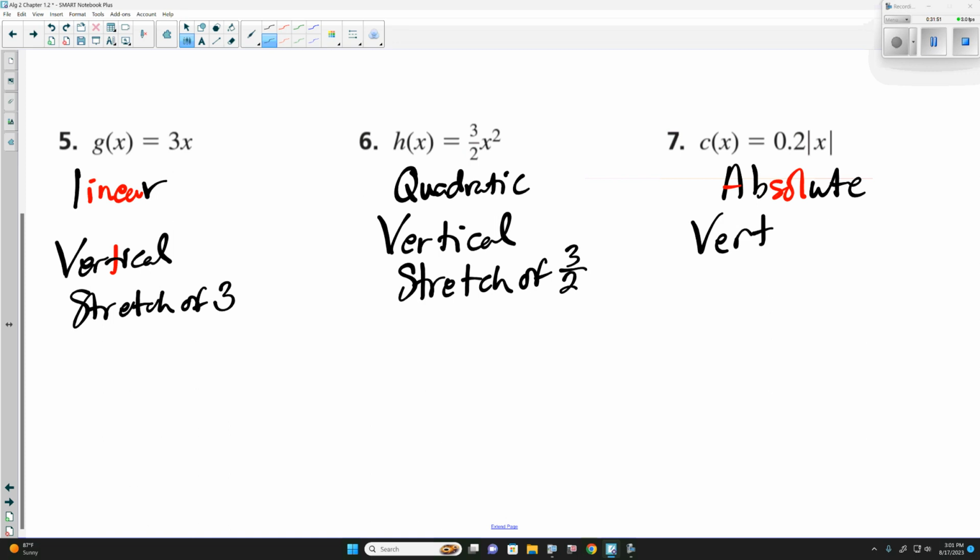You should be in here. Vertical shrink of 0.2. What do we think of these so far? Are you ready for the last part?